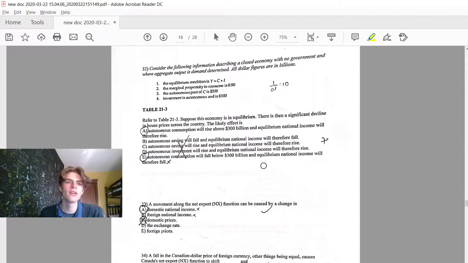Okay. Consider the following information. Equilibrium condition is Y equals C plus I. Marginal propensity to consume is 0.9. The autonomous part of C is 300. Investment is autonomous and is 100. Suppose the economy is at equilibrium. Then there's a significant decline in house prices across the economy. The likely effect: autonomous consumption will fall.